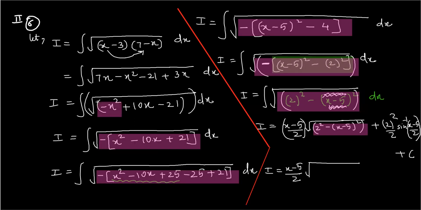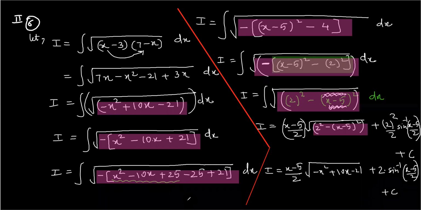So what I would do, I would write the most compact form. So I write here negative x square plus 10x minus 21, plus 2 square by 2 is 2, and sine inverse of x minus 5 by 2 plus c. This is my final answer. You can watch this whole thing once again and do this problem once more. Solving it is important.